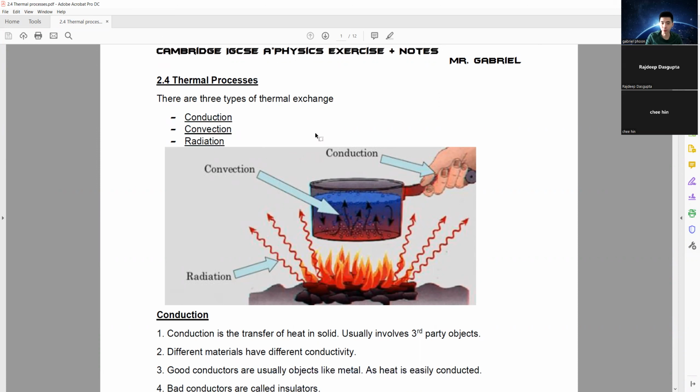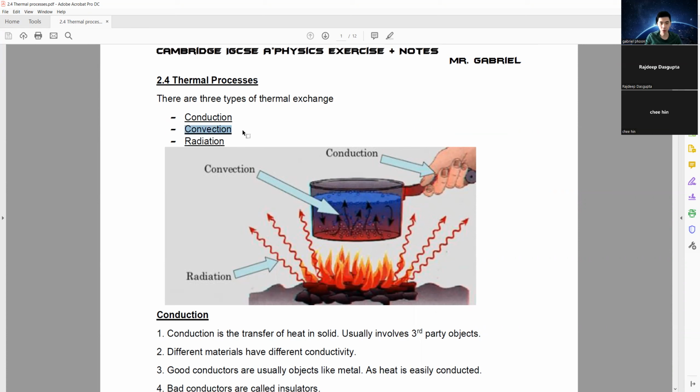Now, I've mentioned that for conduction to occur, usually it must involve a third-party object. In this diagram here, obviously the handle of the pot is going to be the third-party object. The heat from the water is conducted to the handle and then finally conducted to your hand. That's why you can feel the heat.